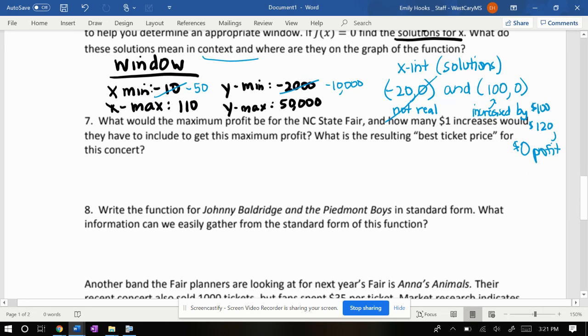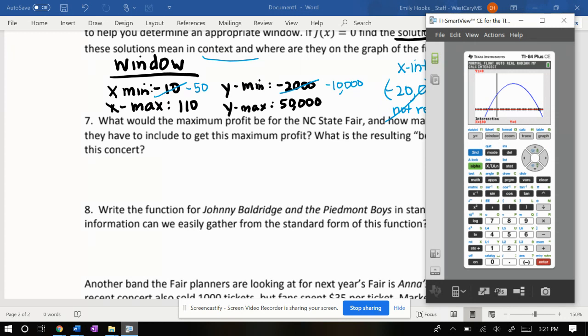Number 7, what would be the maximum profit for the NC State Fair, and how many $1 increases would they have to include to get the maximum profit? What is the resulting best ticket price? So again, we're going to go back to our calculator. This time we're going to find the maximum.